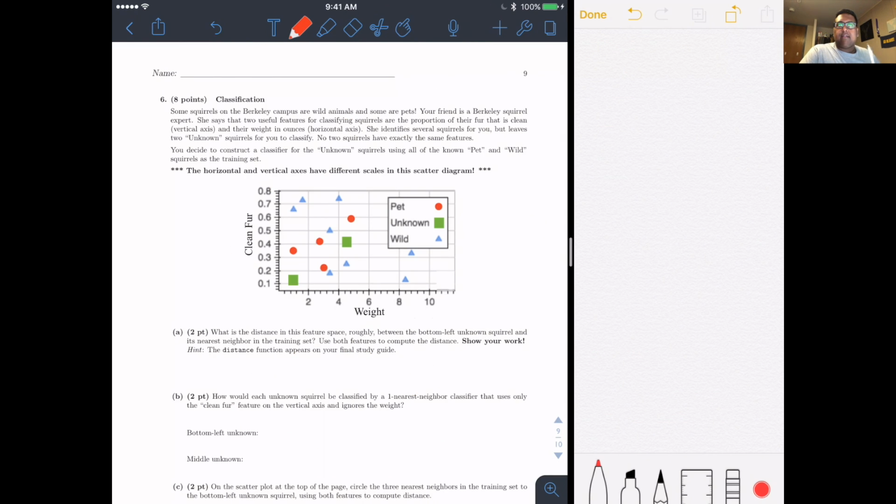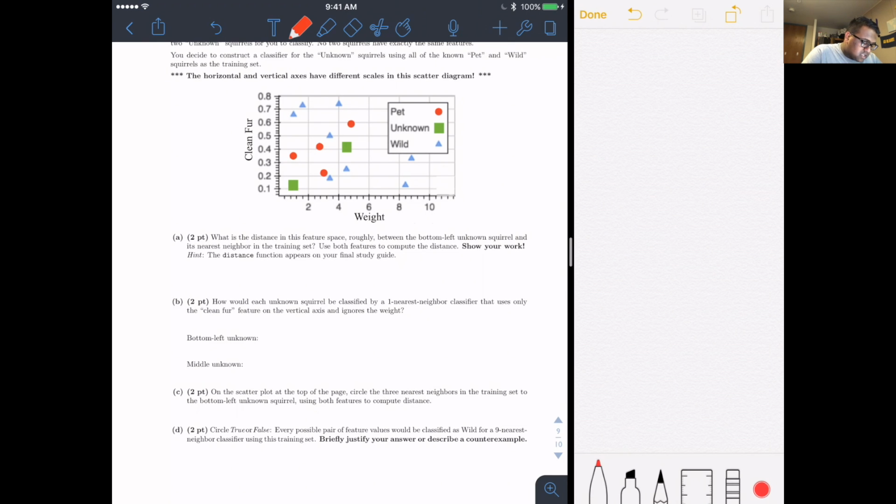And lastly, we have ourselves a classification problem, number 6. So here we're classifying squirrels based off of some scale of how clean their fur is and how much they weigh, and we're going to classify them as either a pet, I don't know who has pet squirrels, people maybe, I don't know, and wild. Okay, so it's a pretty simple model.